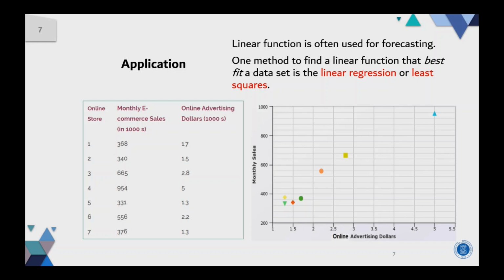So you can see here the horizontal axis is the online advertising in dollars, and the vertical axis is the monthly sales. And you can see in general, as the online advertising dollars increase, the monthly sales also increase. So if we have online advertising dollars here, then the sales is here, and so on.